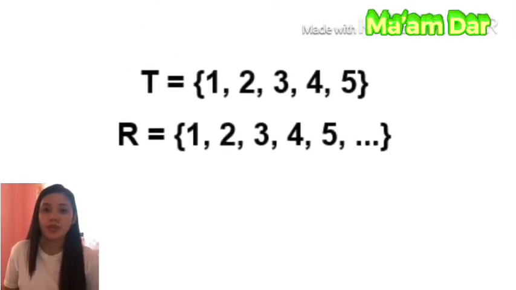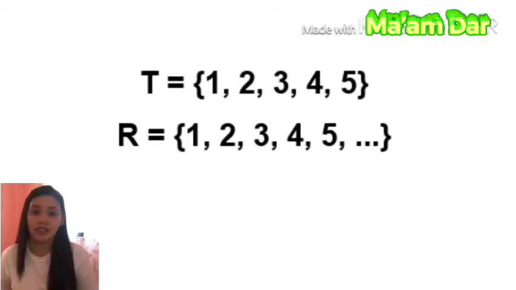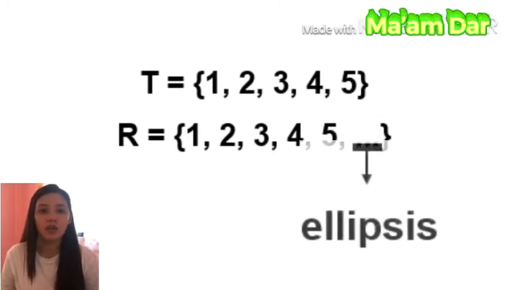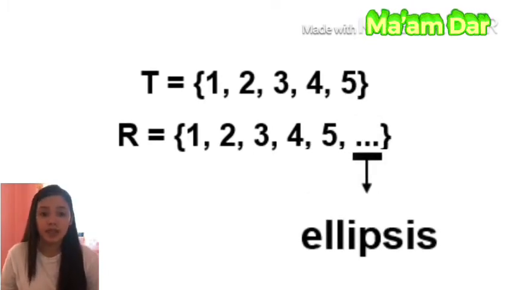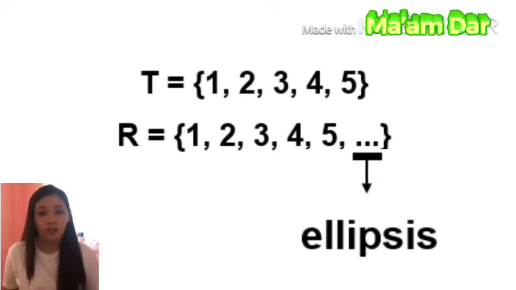Observe these 2 sets. T is the set of 1, 2, 3, 4, and 5. R is the set of 1, 2, 3, 4, 5, ... Are they equal? Are they the same? Kaya si ... gitawag na siya og ellipsis, which means there are still numbers that follow after 5. So that means napa si 6, 7, 8, and so on. So, equal sila or dili? What do you think?